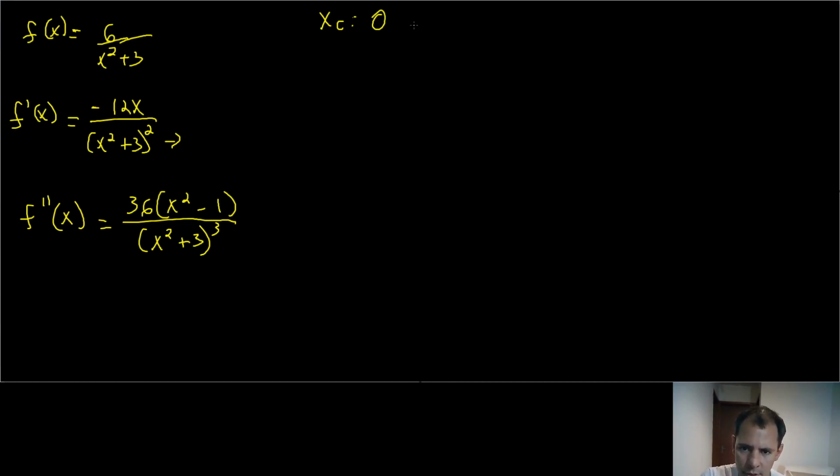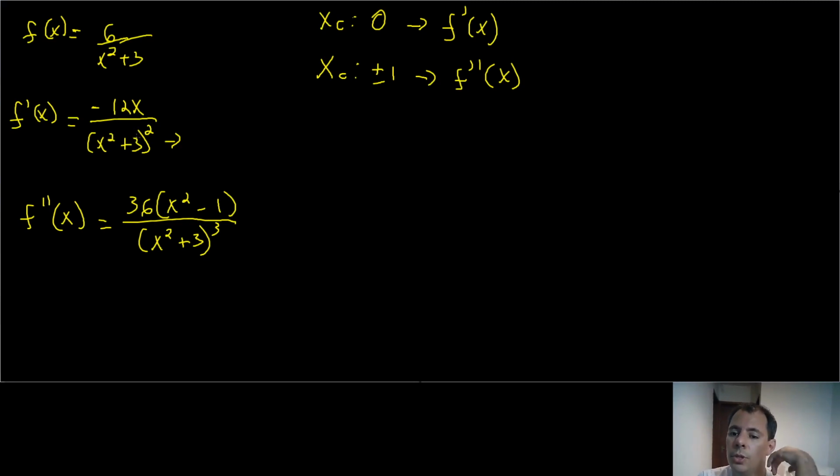So this is for the first derivative. Now the x critical for the second derivative is plus and minus 1. So when x equals plus or minus 1, you're going to have the second derivative becoming 0. And plus or minus 1 is not going to make the first derivative become 0. So you know that these 2 points in here, plus and minus 1, are points of inflection.